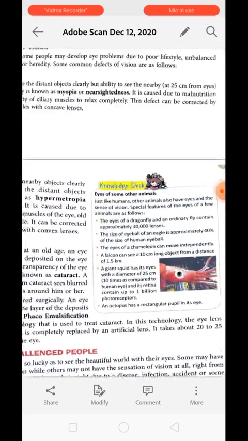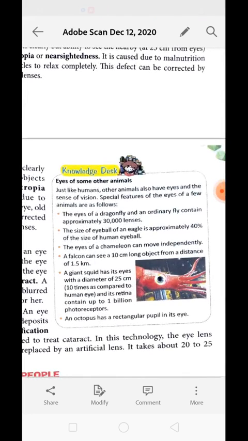Okay, then over here we have some important and interesting facts about the eyes of other animals. Just like humans, other animals also have eyes, because they also need a sense of vision. Okay, special features of the eyes of a few animals are, first, the eye of a dragonfly. A dragonfly contains approximately 30,000 lenses. We have only a pair of lenses, but they have 30,000 lenses.